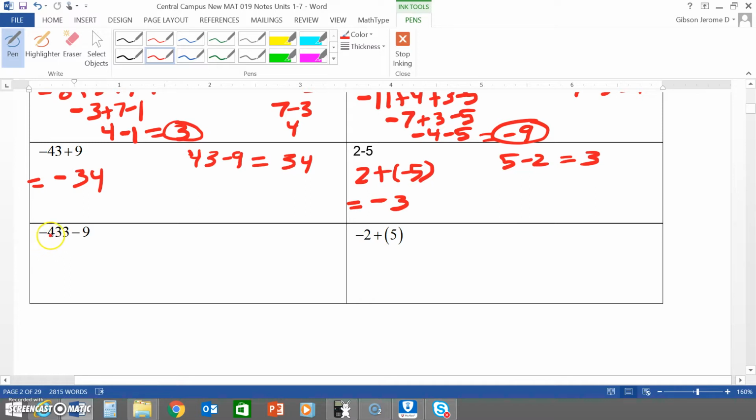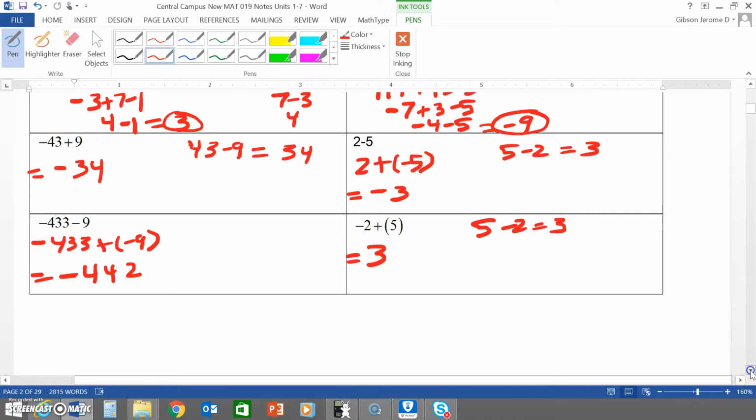Now we come down here, negative 433 minus 9. Again, in your head, you should have a negative 433 plus a negative 9. They have the same sign, so you add them together, and that will give you 442, but carry the sign. And last but not least, negative 2 plus 5. We'll be thinking 5 minus 2 is 3. Since 5 is the larger number and it's positive, your final answer would be positive 3.